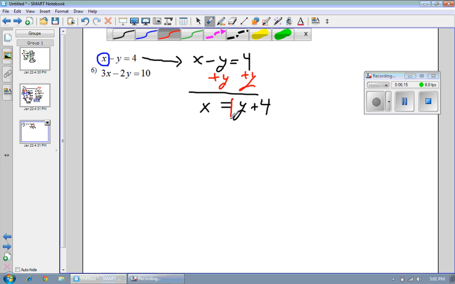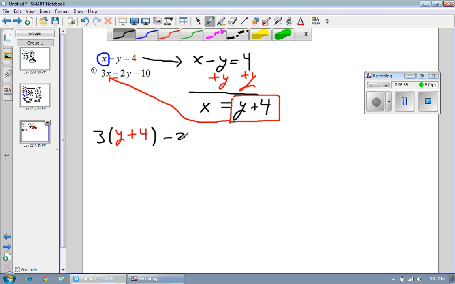We can take this entire y plus 4 right here and put it anywhere that we saw an x. How about right there for 3x? What does that mean? I'm going to rewrite this whole equation. It's going to be 3 parentheses. I don't see x anymore. I see y plus 4. But nothing else changes. You've still got minus 2y equal to 10. This equation should make you feel much better because we see one big long equation, but it's only got one variable, the letter y. That means if you got one equation and one variable, you can solve it.